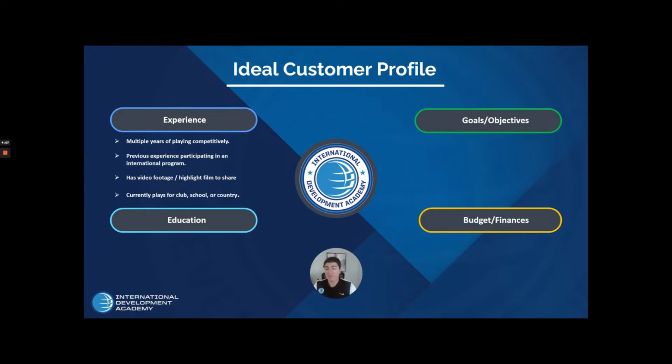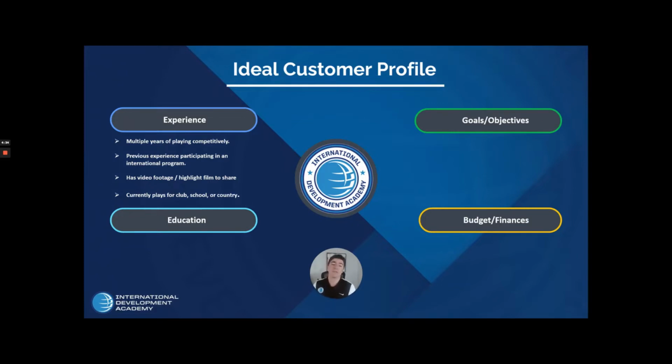Do they have previous experience participating in an international program? This right here could be the most important qualifying criteria that you have. Why? Because if they've gone overseas, if they've done a program like IDA's in the past in Europe or elsewhere, it means they understand the experience. It means they're looking for it again. And ultimately, that's a great sign that they're a qualified prospect. So definitely find that out.